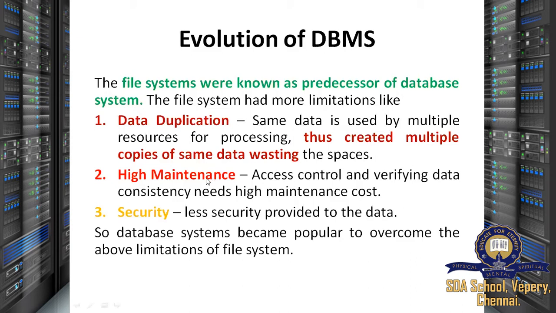High maintenance. Access control and verifying data consistency needs high maintenance cost. To maintain your file system, we have to spend a lot of money. Third, security. File system does not able to provide a good security to the data what you have stored in that system. So less security provided to the data. So these are the three drawbacks of your file system, or we can even say as disadvantage of file system.